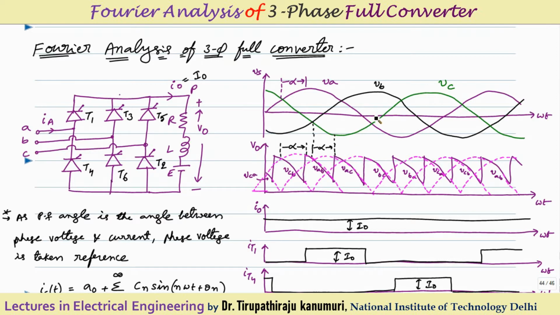Now after 60 degrees, the thyristor connected to B will be triggered after the angle of alpha, so your output voltage will be VBC. And similarly next it will be VBA. In this form they are conducting.